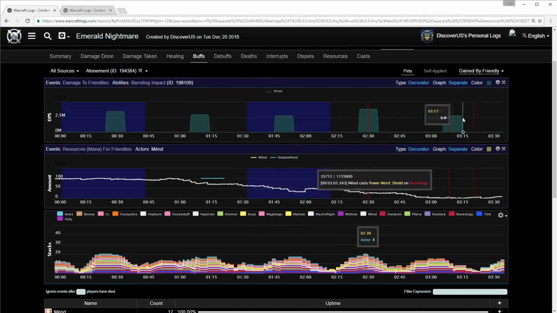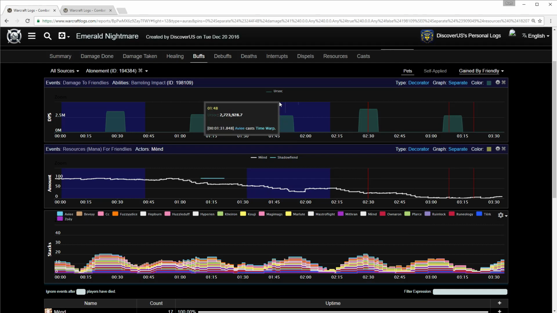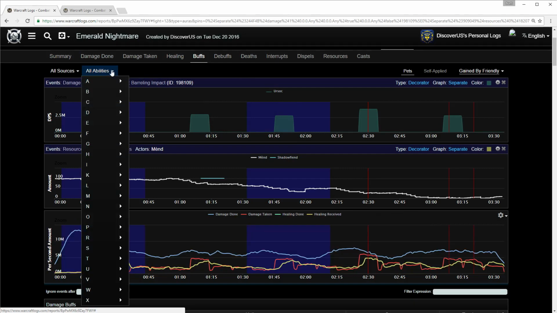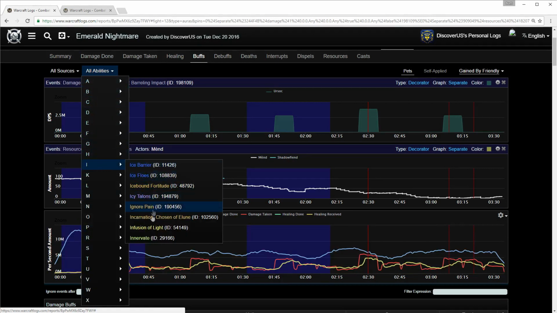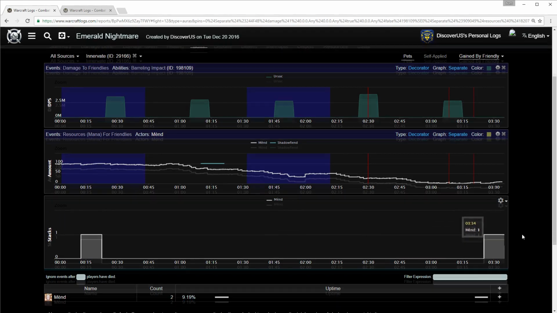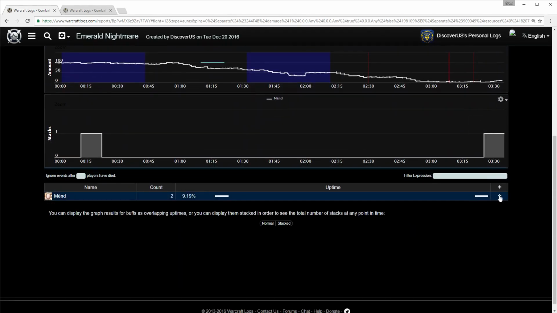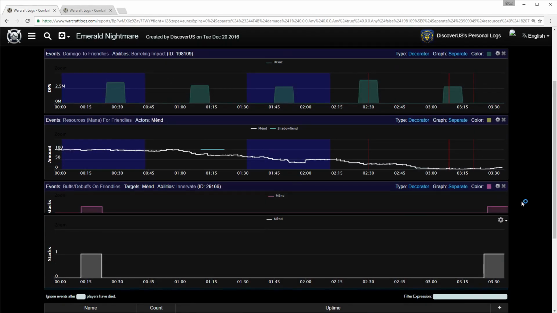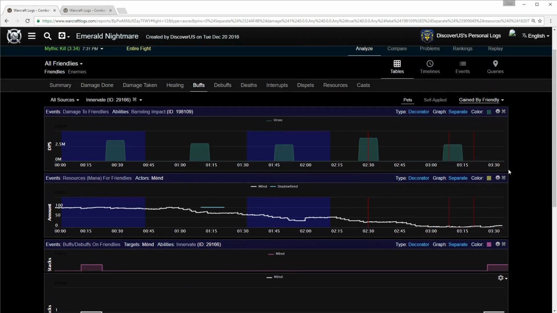Here I got to 20, and I was a little early on this last one, but I think I got innervate right around here. The way that you can tell is, we'll have to close out of this, I'll have to go back into that, but you go here, back up to abilities, innervate is what you want to look for. So you go under I, click on innervate, and you can see right here is where the innervates were. They were both on me.